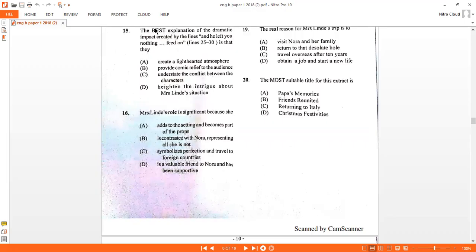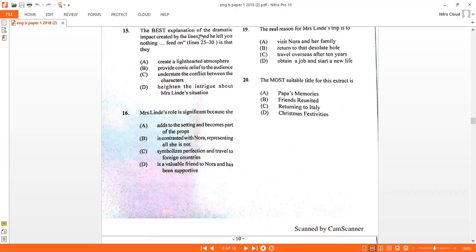So let's look for the best explanation for the dramatic impact. Also, when you see dramatic impact and dramatic effect, they are similar for the most part, so I don't have to go over that with you. Now, the options given are: create a lighthearted atmosphere, provide comic relief to the audience, understate the conflict between the characters, and heighten the intrigue about Mrs. Lindy's situation. Now, lines 25 to 30.